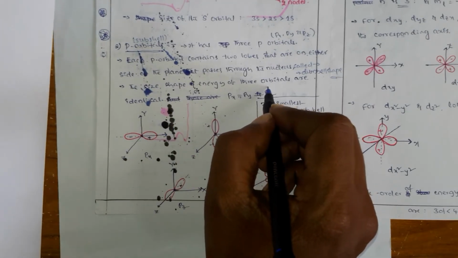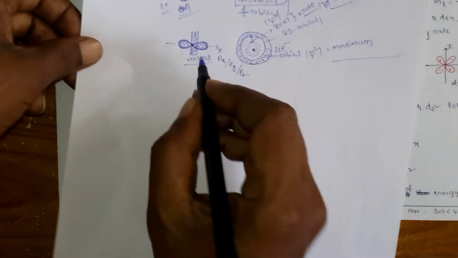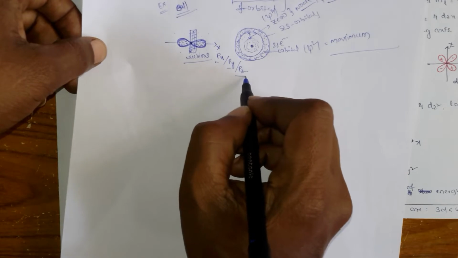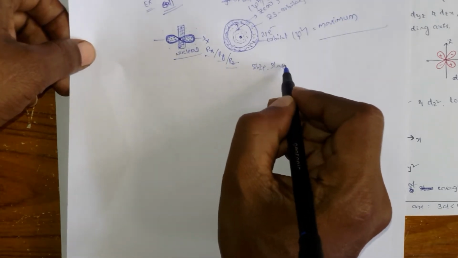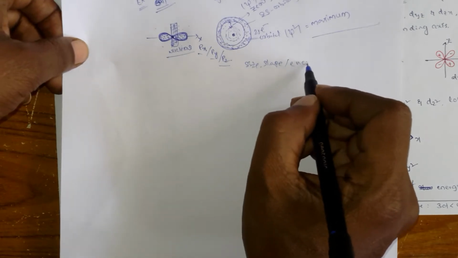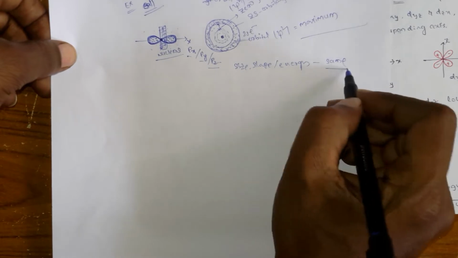The size, shape, and energy of these three orbitals are identical. Okay, right? Px, py, pz: the size, shape, and energy all are the same. Then what is the difference?